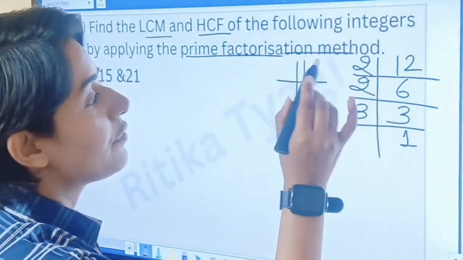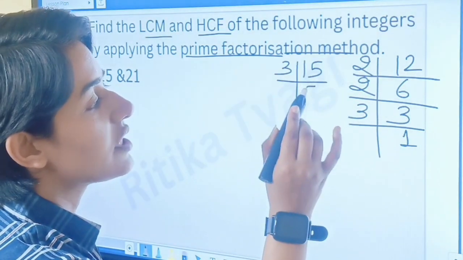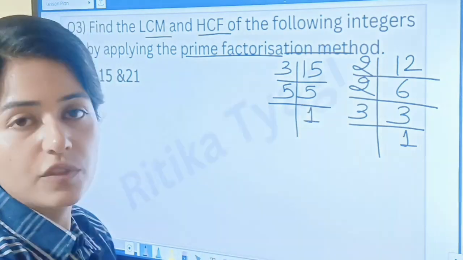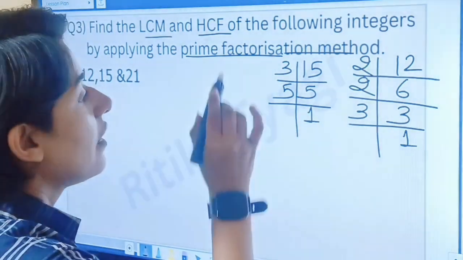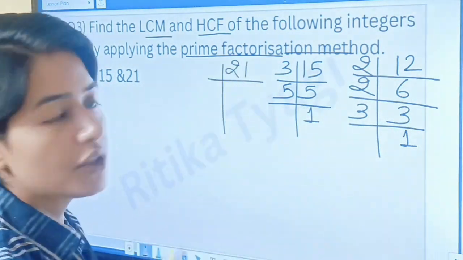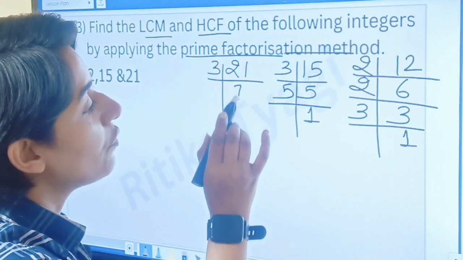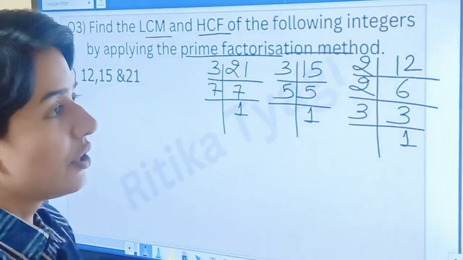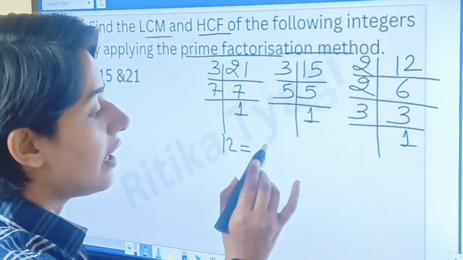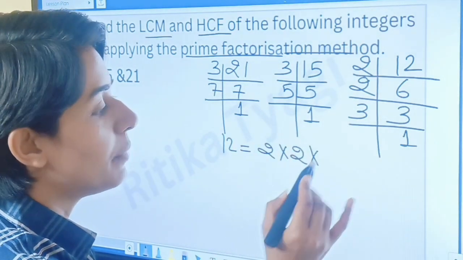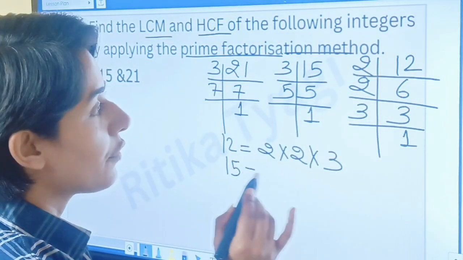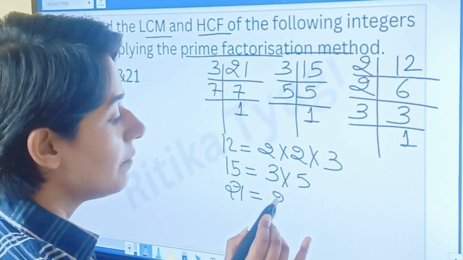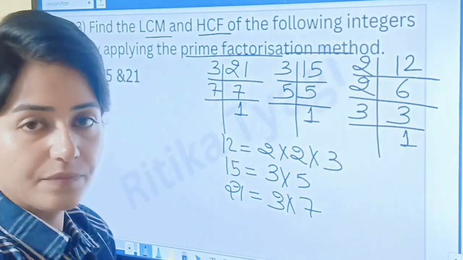Now factorizing 15. 15 is an odd number which is divisible by 3. We get 5. 5 is a prime number also, so it is divisible by itself. Now 21. 21 is an odd number divisible by 3. We get 7. 7 is a prime number divisible by itself. So here factors for 12 are 2 multiply 2 multiply 3, and factors for 15 are 3 multiply 5, and factors for 21 are 3 multiply 7.